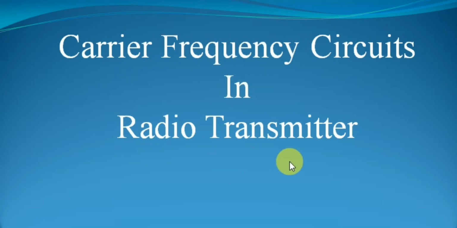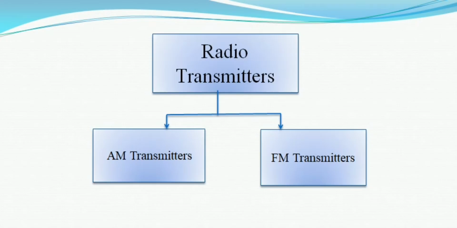As we know, in radio transmitter circuits we can have two transmitters: one is an AM transmitter circuit and another one is an FM transmitter circuit. In an AM transmitter circuit we are using an oscillation circuit, but as we know, oscillators will provide a carrier frequency signal but with low stability. So in order to maintain a stable oscillator circuit we have to use a crystal oscillator in order to obtain a desired carrier frequency with good stability.